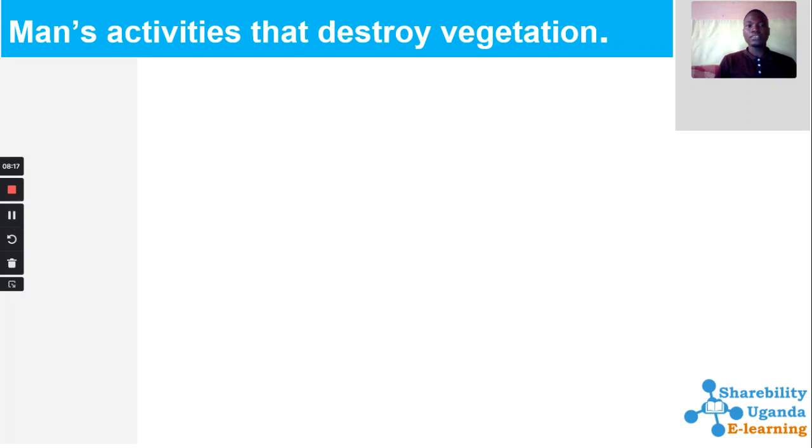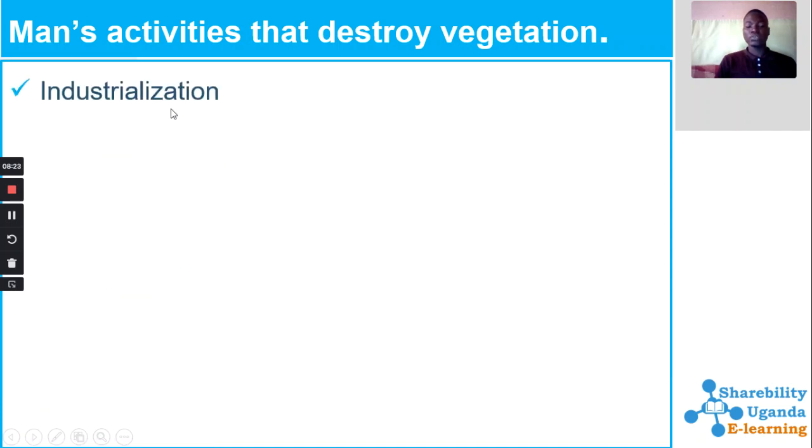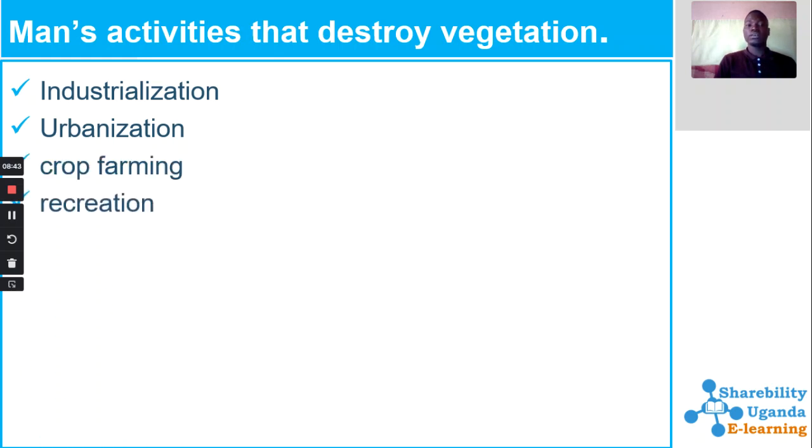We're going to look at man's activities that destroy vegetation. First, industrialization, which refers to the construction of very many industries on a piece of land. Urbanization is the concentration of very many people in urban areas, and they tend to destroy the plant cover of the earth's surface, which is full of vegetation, trees, and so on. Recreation refers to creating places for leisure, like clubs, so the vegetation cover is destroyed.